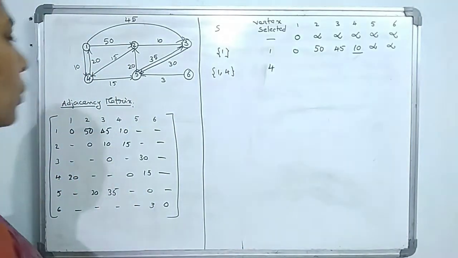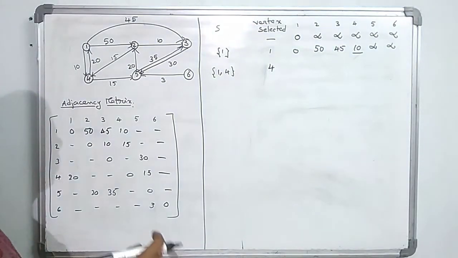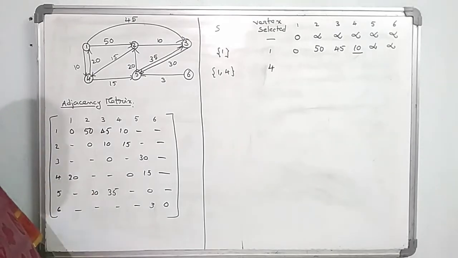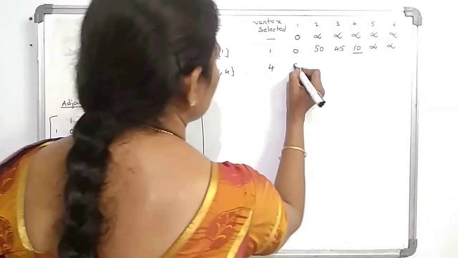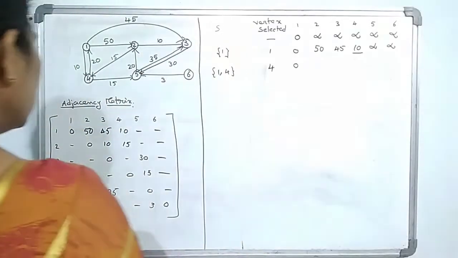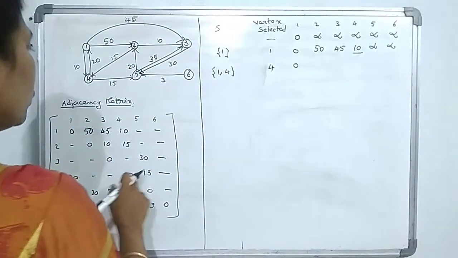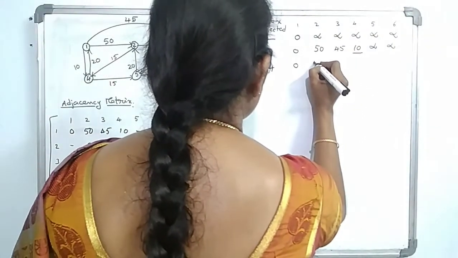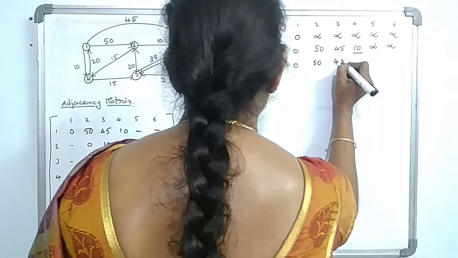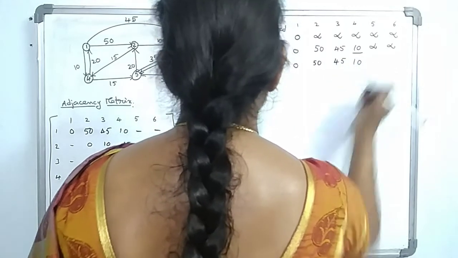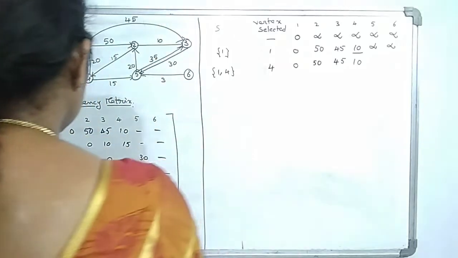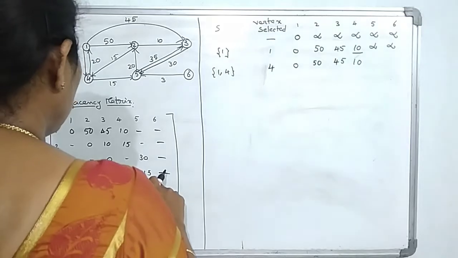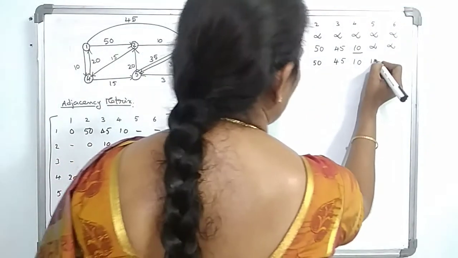Now from 4 you can find out what values they have. We have 4 to 1 as 20, but 1 is the source node, so you cannot change this one. Next, for 2, 3, 4 we do not have values, so you can take the previous values. That means 50, 45, and 10. And 4 to 5 we have 15. So now you can choose that value 15.